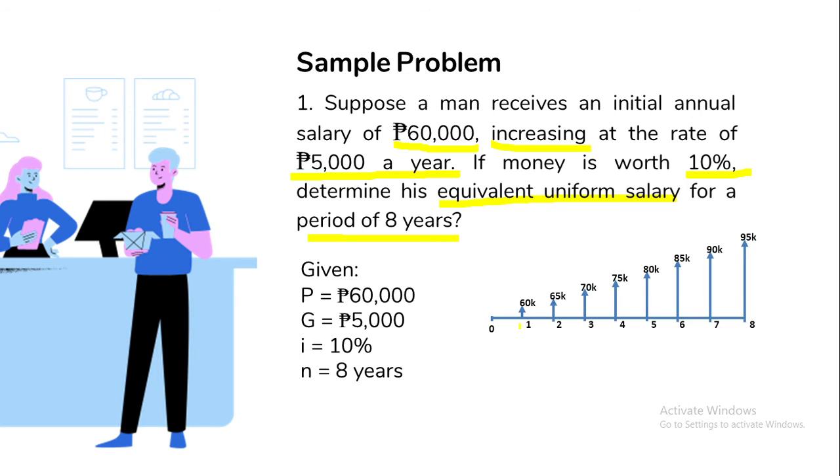As you notice, we have 60k in the first period. In the second period, 5,000 was added, so it becomes 65k. In the third period, another 5,000 was added, so it becomes 70k, and so on. In the problem, you need to know the equivalent uniform salary. Instead of the salary increasing, what is the equivalent uniform salary annually? This will be the red.